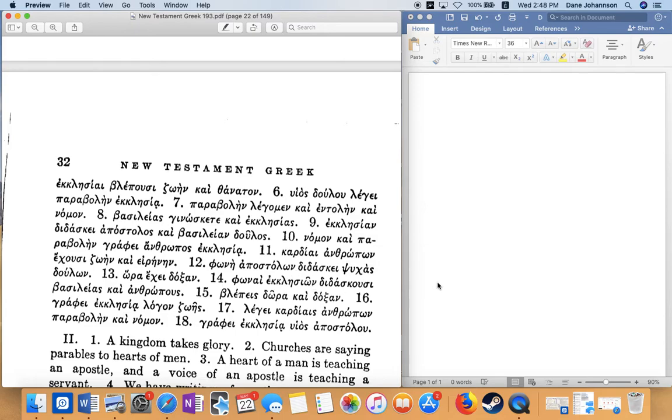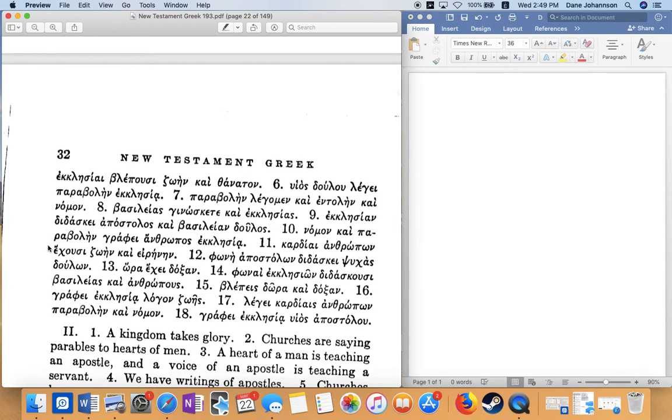Number 11, cardia anthropon echusin zoin ke irini. Cardia anthropon. Hearts of men. Cardia, so that's a plural. It would be e cardia. Hearts. Anthropon, genitive plural of anthropos. So of men. Possessive. Cardia, hearts of men. Echusin, they have. So we have usi again from echo or echin. Usi, they have. Zoin ke irinin, they have life and peace, both in the accusative. The hearts of man have life and peace.